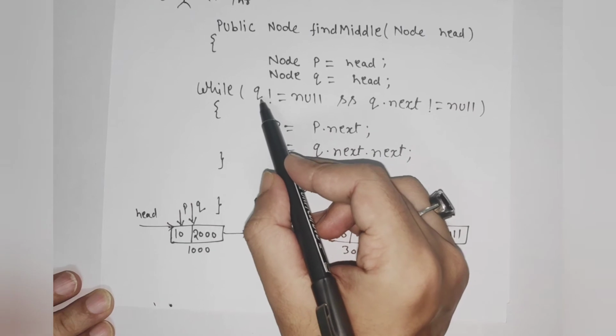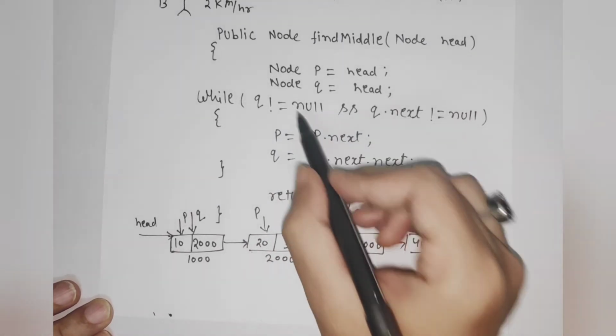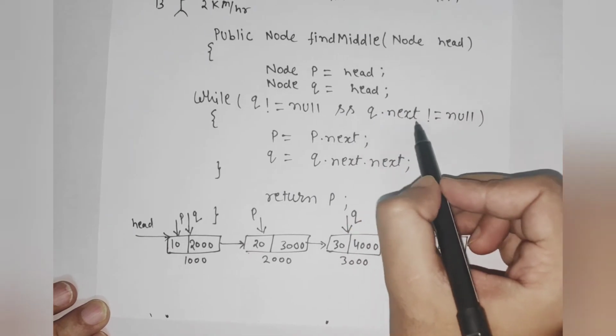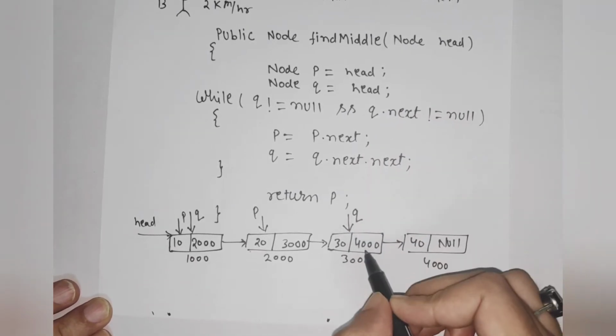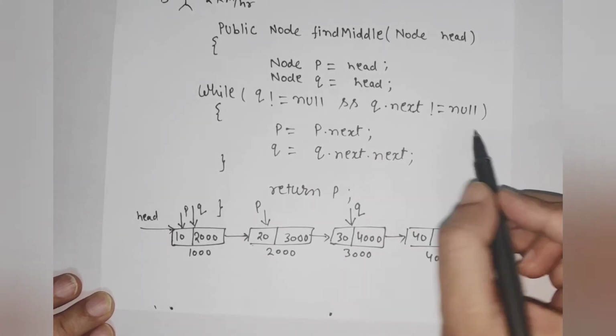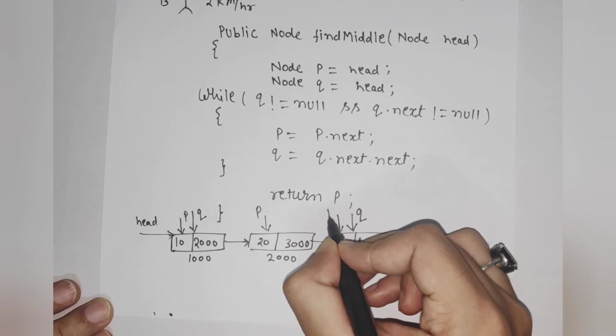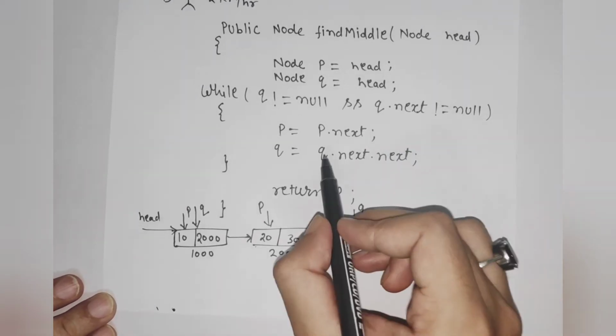After that we will check Q not equal to null. So yes, Q is not equal to null and Q dot next not equal to null. So Q dot next is 4000 which is not equal to null. So condition is again true. So we will increment P by 1. So P will be now here and Q will be Q dot next.